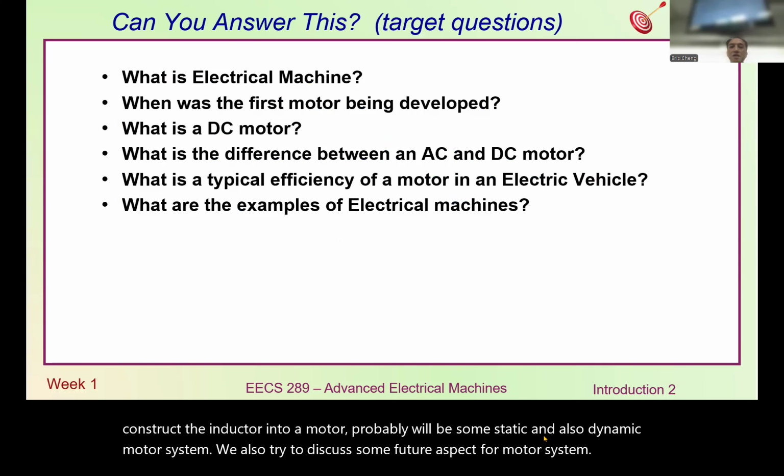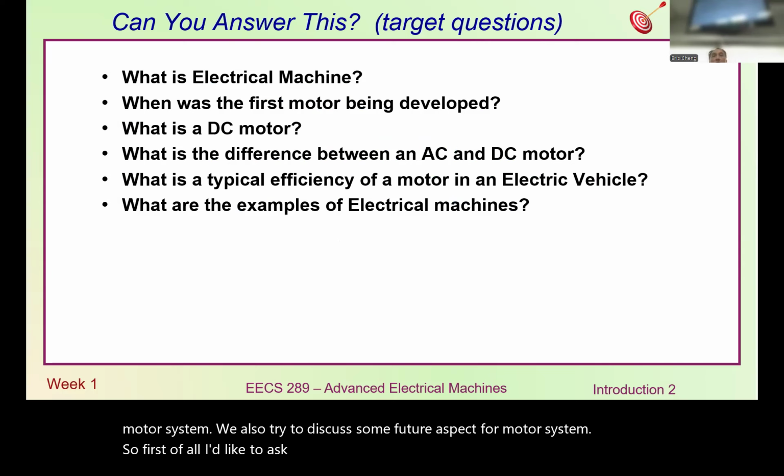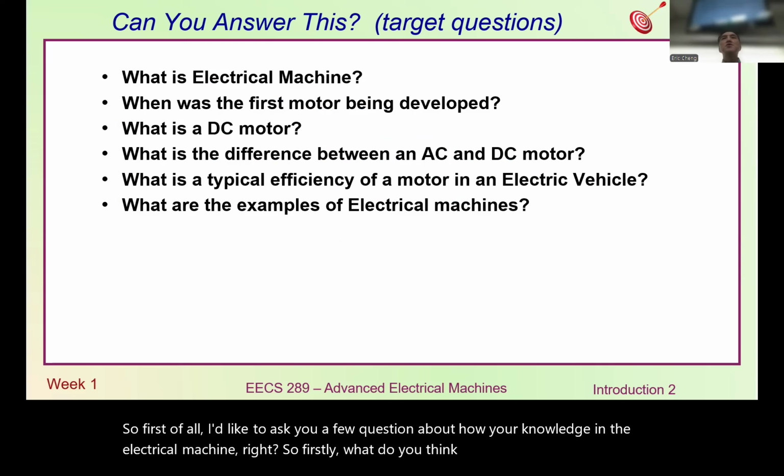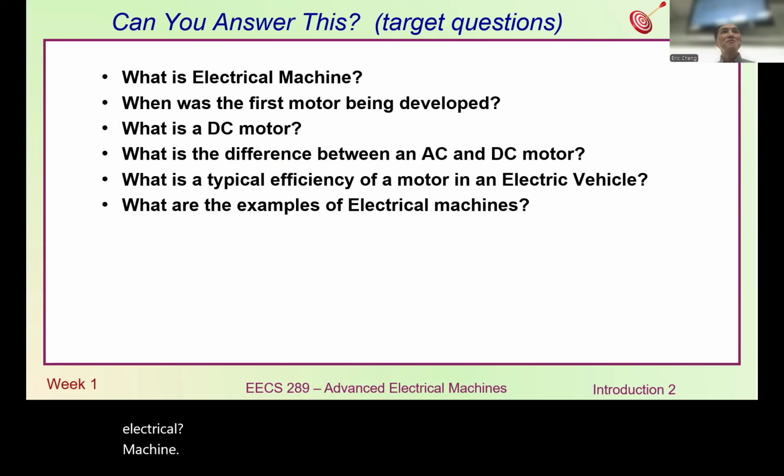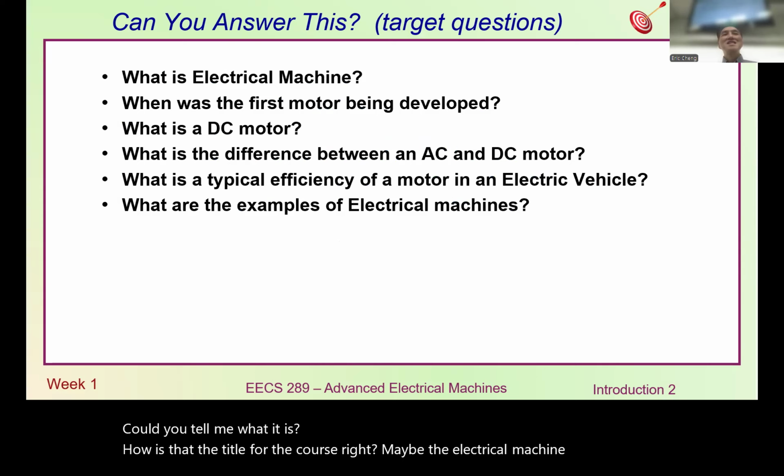So first of all, I'd like to ask you a few questions about your knowledge of electrical machines. Firstly, what do you think is the meaning of electrical machine? Shito, could you tell me what it is? It is the title for the course, right? Maybe the electrical machine is a type of tool to transform electricity to mechanical energy.